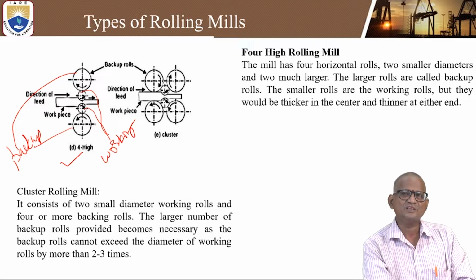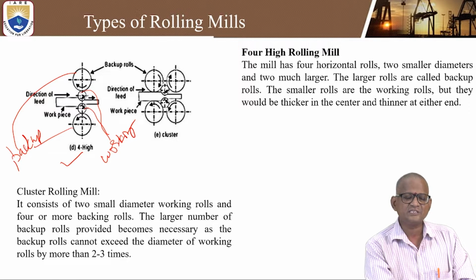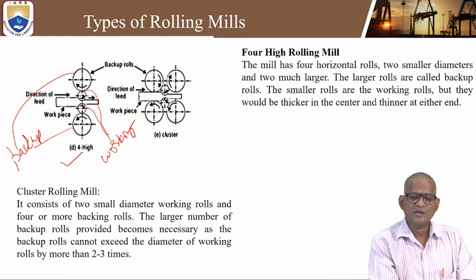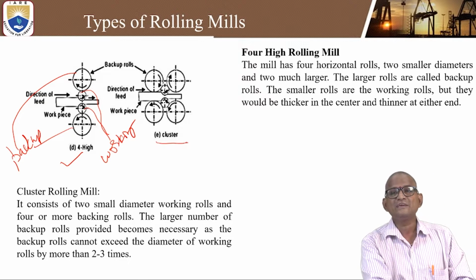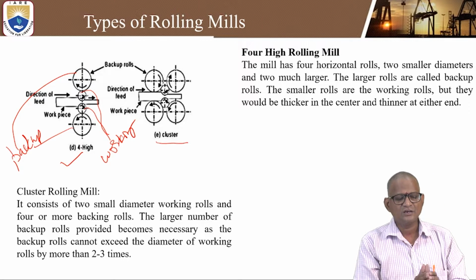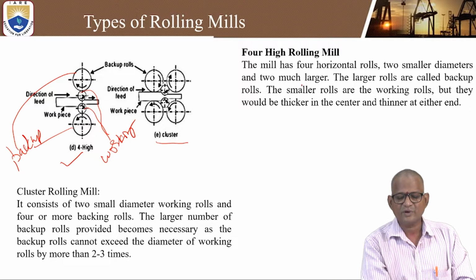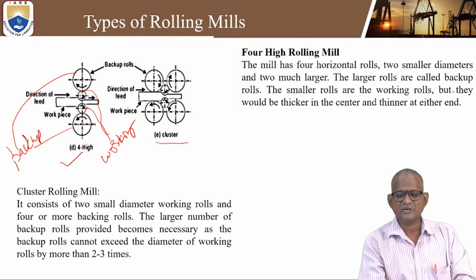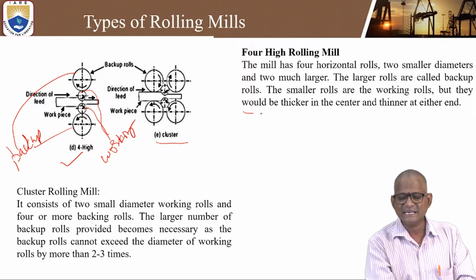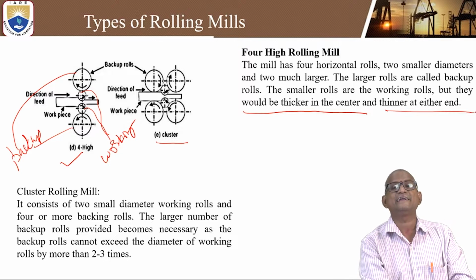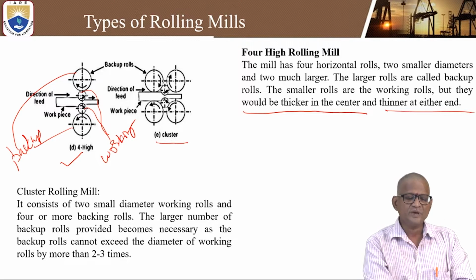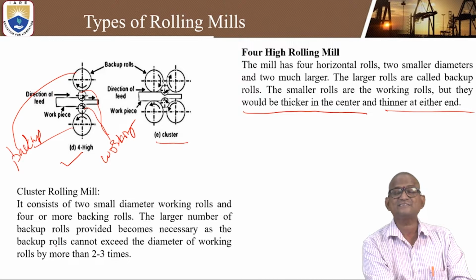you can add another 2 rolls. It is a 6 type of roll mill, so we can simply call it a cluster rolling mill. In this cluster rolling mill, the 4 high rolling mill has 4 horizontal rolls, 2 of them small diameter. The 2 larger ones are called backup rolls, and the small rolls are the working rolls, but they would be thicker in the center and thinner at the ends. So this is the only basic difference between a 4 high and a cluster rolling mill.